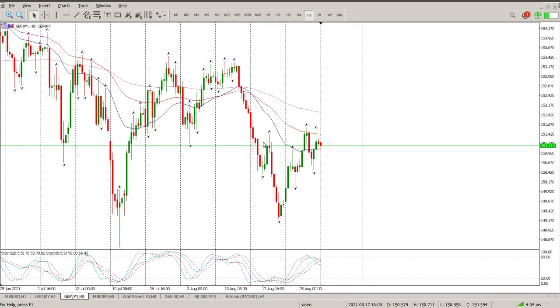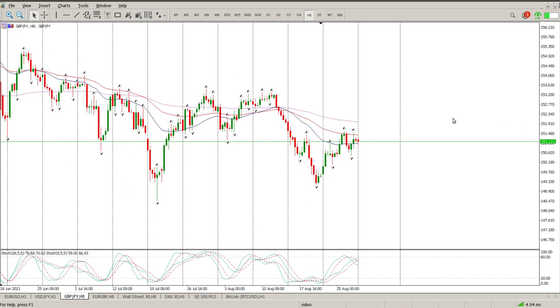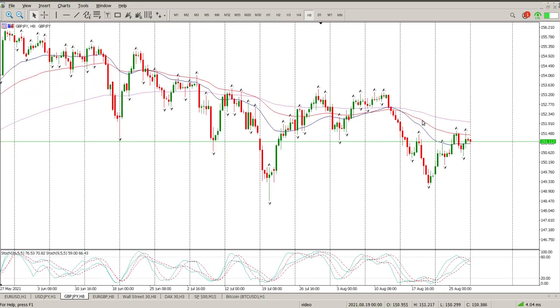British pound Japanese yen, nothing really transpired. We've been in this messy downtrend for a bit.